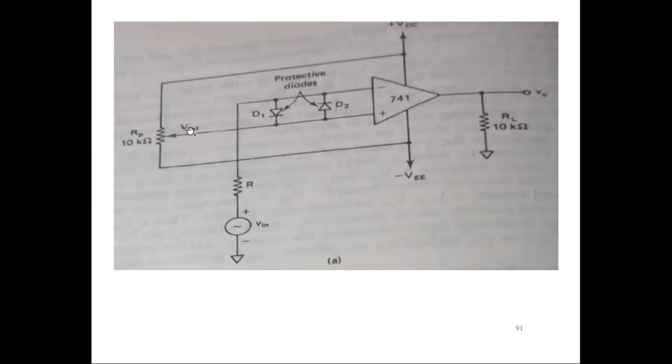So depending upon the V reference value, when V in goes above the V reference, V in is at the negative point now, and V reference is at the positive point. If V in goes above V reference, output will become minus V sat. Whereas when V in is smaller than the V reference, this is smaller than this, so this is larger than this, right?